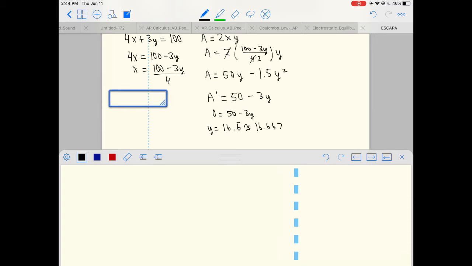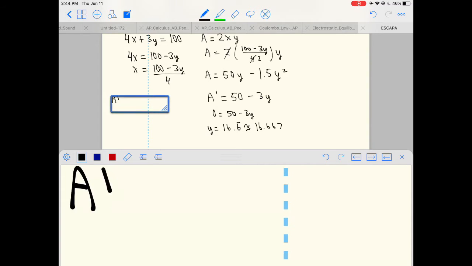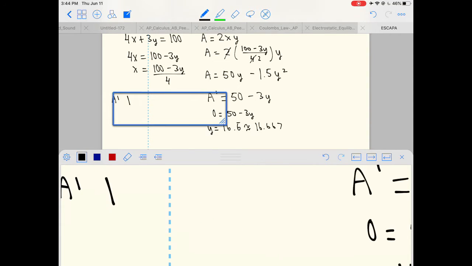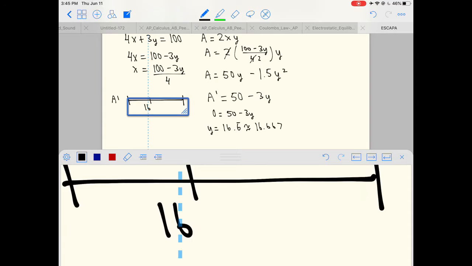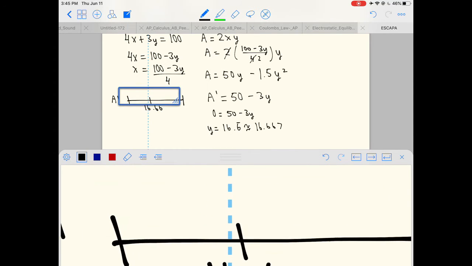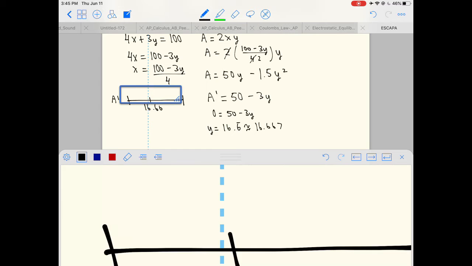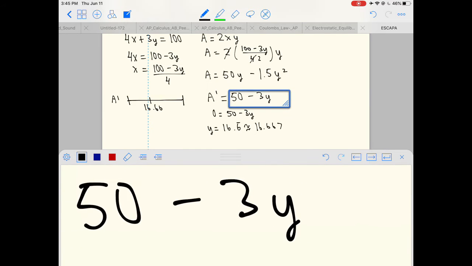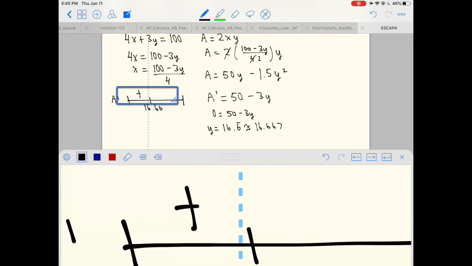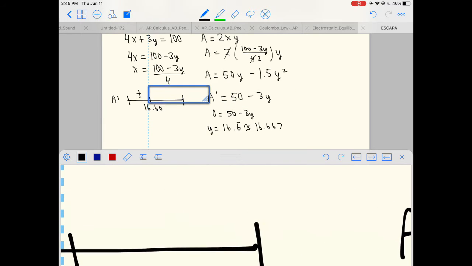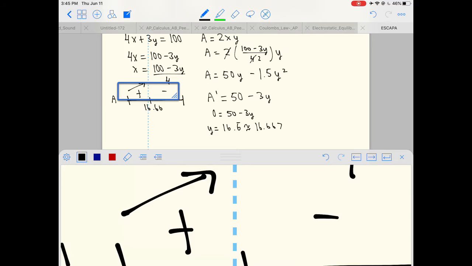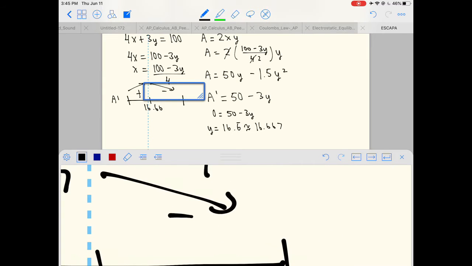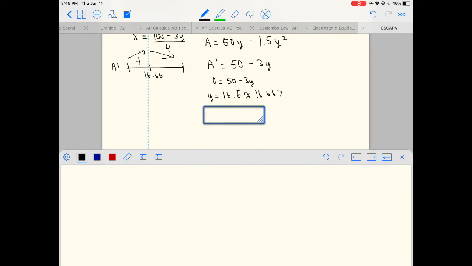So for A prime, we can draw a little number line over there, and there's only one critical point, 16.66. Any value before 16.66, if we plug it into this equation, would be positive. For any value more, the function would be negative. And that indicates that there is only one absolute maximum, and that's the value.